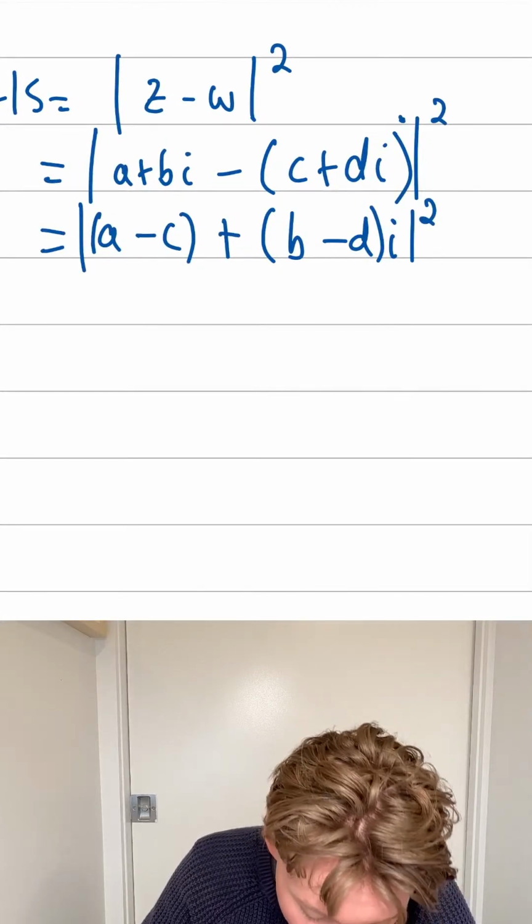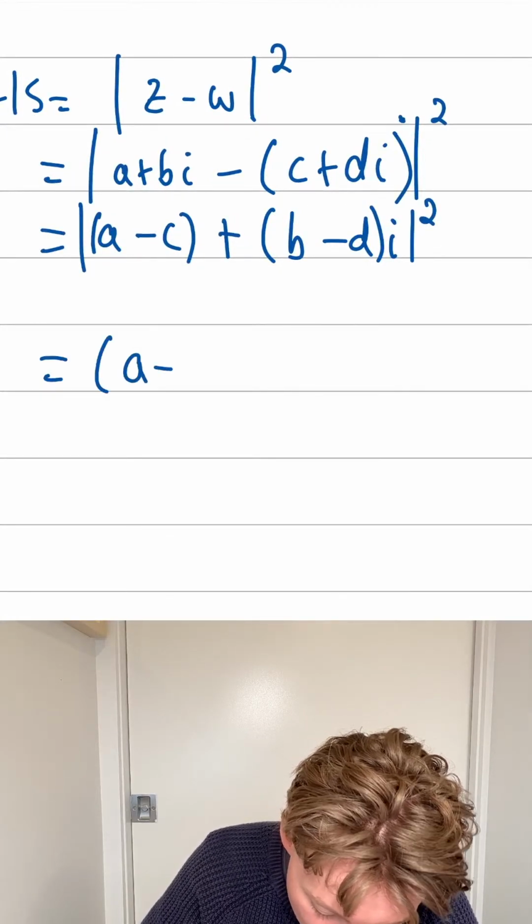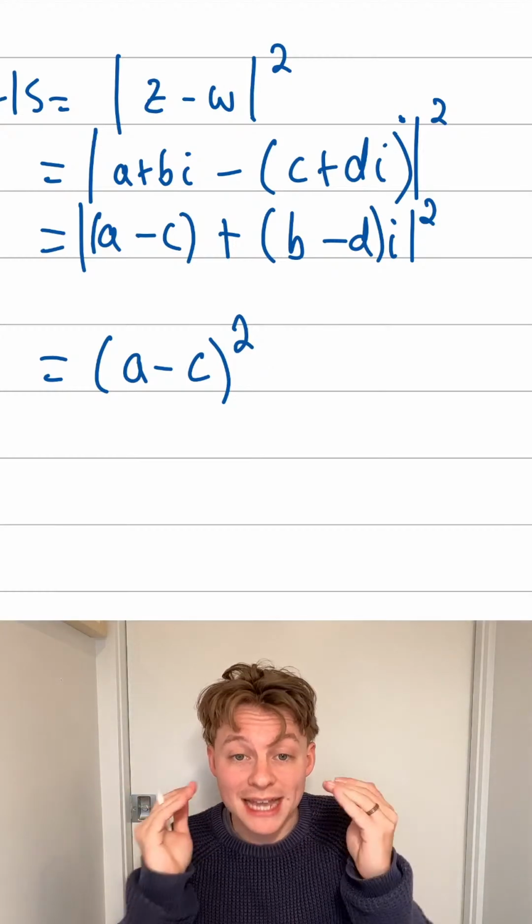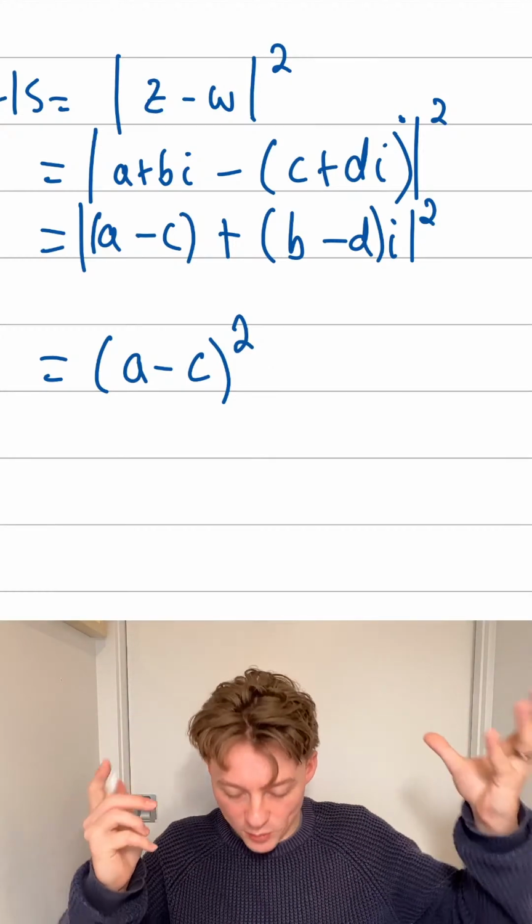Doing the same thing I did before, that winds up with A minus C squared. Remember, it's the real part squared. The whole real part in this case is A minus C. I get A minus C squared.